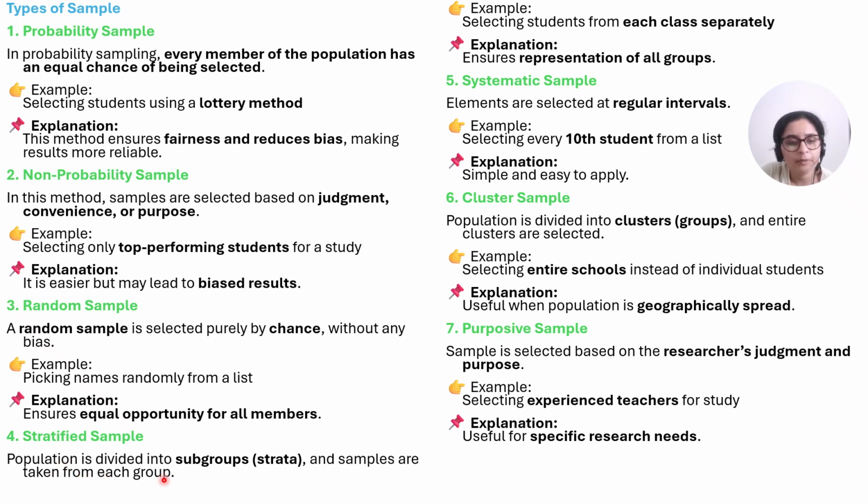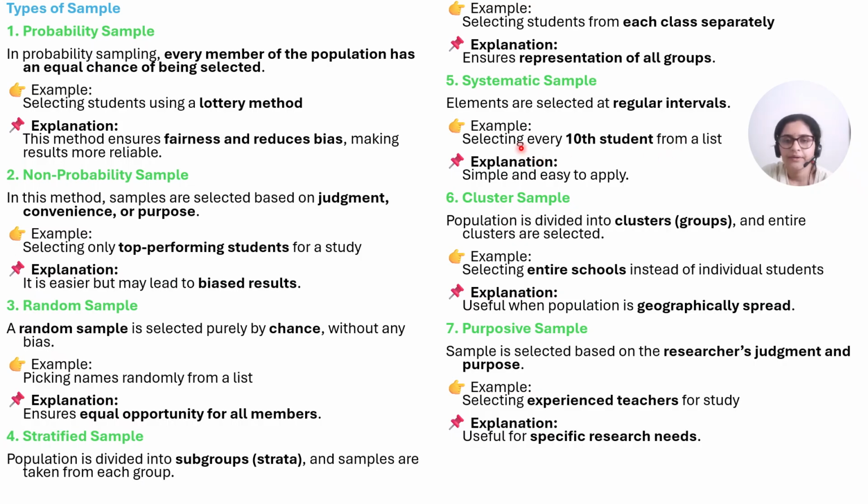Stratified sample. The population is divided into subgroups, strata, as the name itself says, and the samples are taken from each group. So the population is divided into subgroups, and from the subgroups, samples are taken. Example, selecting students from each class separately. Like for 10th class, there are different sections: Section A, B, C, D. So some students are selected from each section. It ensures the representation of all groups.